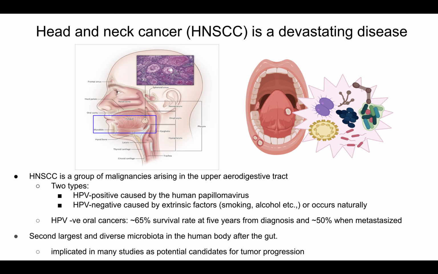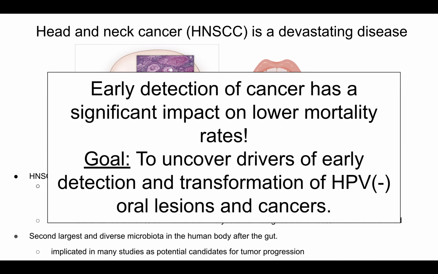The oral cavity also consists of microbes called the oral microbiota, which is the second largest after the gut and has been shown to be associated with many diseases, including oral cancer. So it becomes important to identify these early drivers of malignant transformation for better diagnosis. So the aim of the study is to uncover these early drivers of transformation of HPV negative oral lesions and cancer compared to their profiles with the full-blown tumors and the baseline control group.